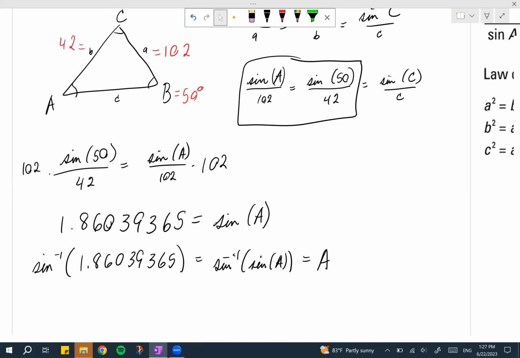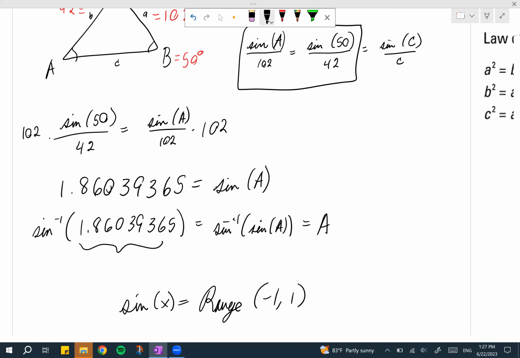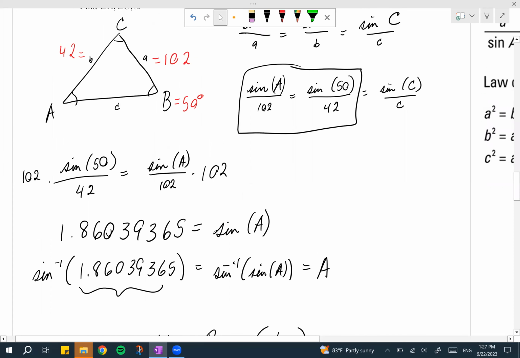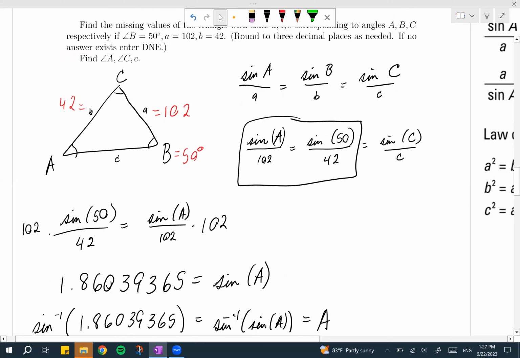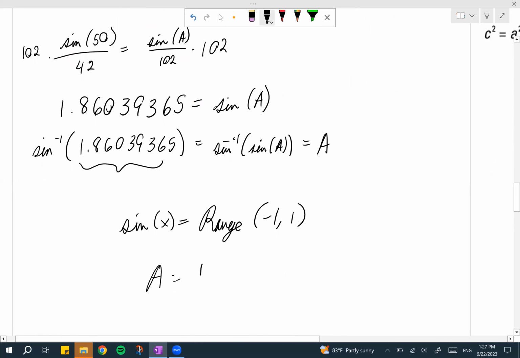Alrighty. I got an error because this 1.86039, whatever, sine sends things to a range of -1 to 1. If it's outside of that range, that means it doesn't exist. So that means that maybe this side is too big, something's not right. So this doesn't exist. This angle A doesn't exist. And I think that would be the final answer.